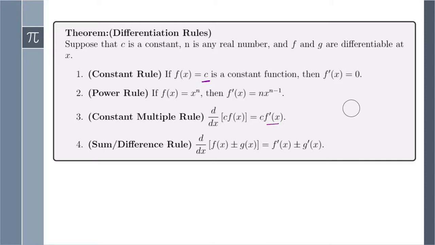Now the next one is the sum and difference rule. If we are finding the derivative of a sum or difference of two functions, then that is the same as finding the sum or difference of their derivatives. So we can distribute the derivative. That's basically what it does here. So let's look at some examples and apply these rules.